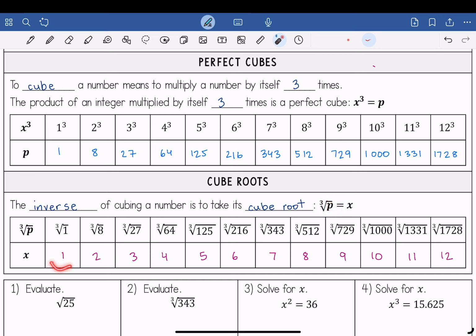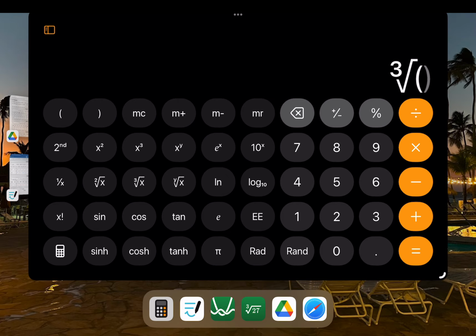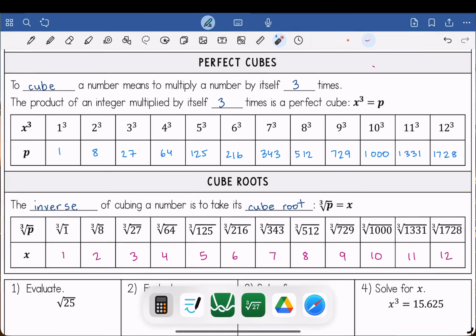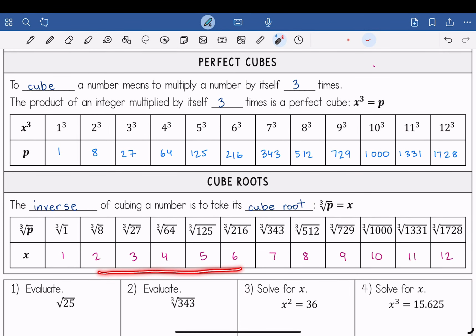Starting with 1 here, the cube root of 1 is 1. The cube root of 8 is 2. The cube root of 27 is 3. And you can do this on a calculator as well. The cube root of 1 is equal to 1. And then the next number is the cube root of 8, which is equal to 2. And then you can keep doing that till you get to the cube root of 1,728, which is equal to 12.